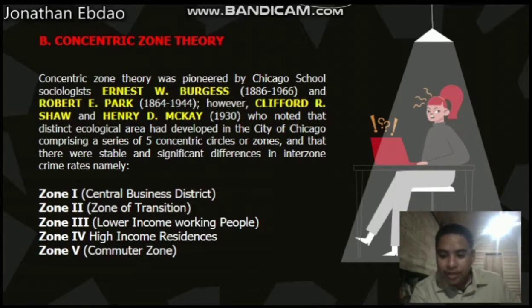Zone 1, the Central Business District, where the hotels, offices, businesses, and other commercial activities are. Zone 2, the Zone of Transition, also known as the gray zone. It has the tendency toward conversion of land uses. The third one is Zone 3, Lower Income Worker People. It is where the homes of the slums are. Zone 4, High Income Residents, where the white collar or middle class families live. And Zone 5, the commuter zone. It refers to the suburbs where the people who work in the center live.